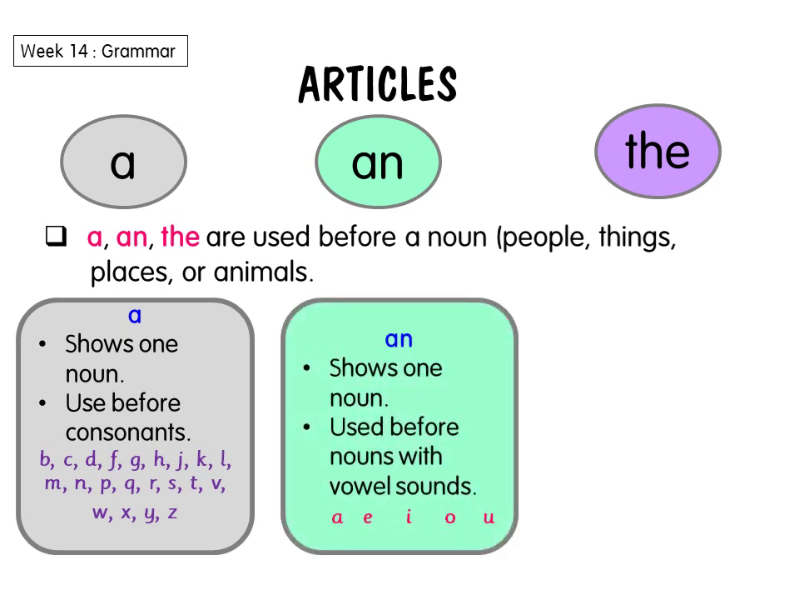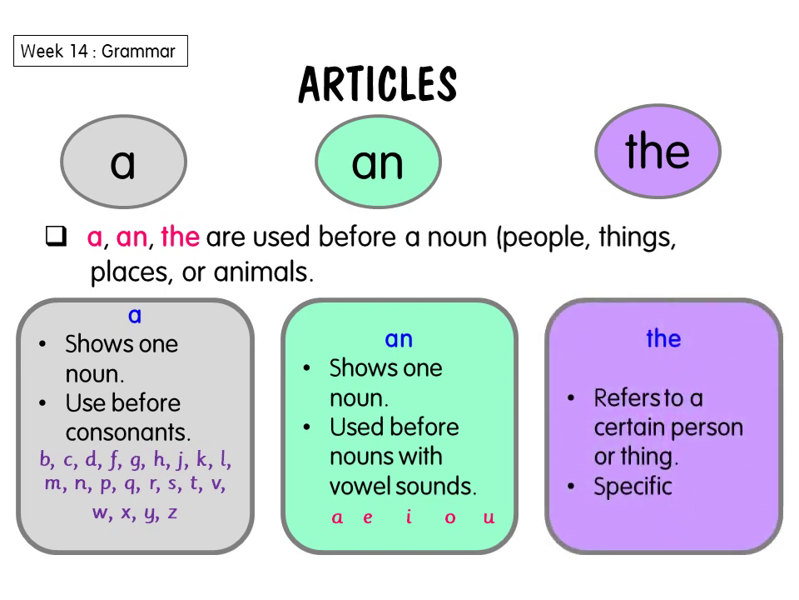For an, it shows one noun also. It is used before nouns with vowel sounds: a, e, i, o, u. For the last one, the, it refers to a certain person or thing and it is specific. I will explain further later in the examples.